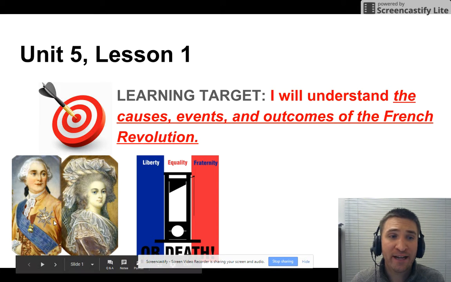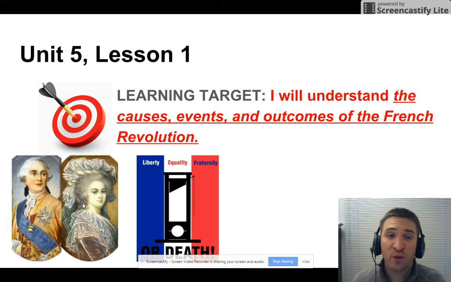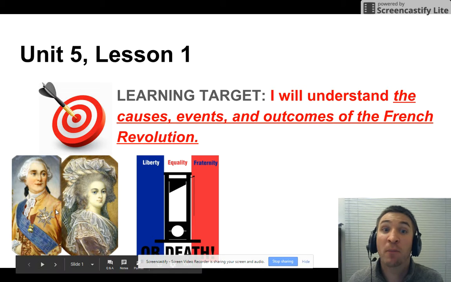These are two of the main characters of our story, Louis XVI and Marie Antoinette. And this is the slogan of protest: liberty, equality, fraternity, or death. The French protesters were protesting against these monarchs.